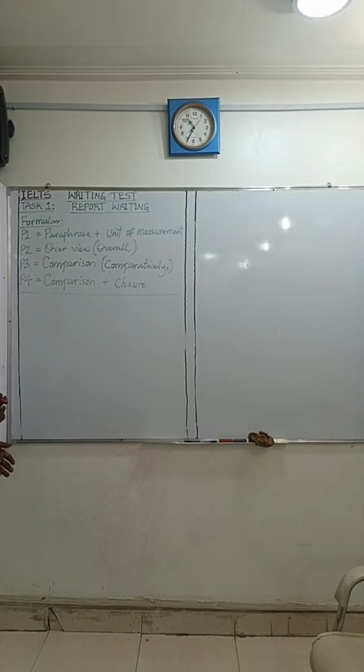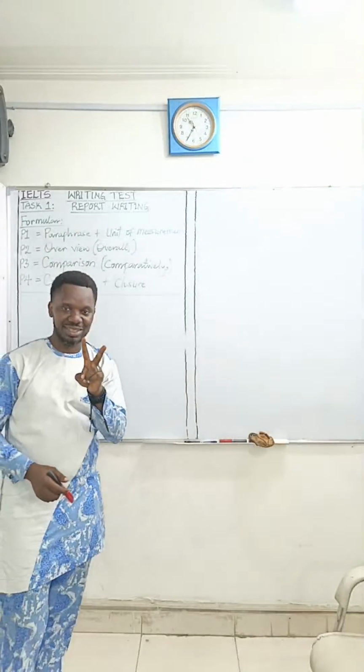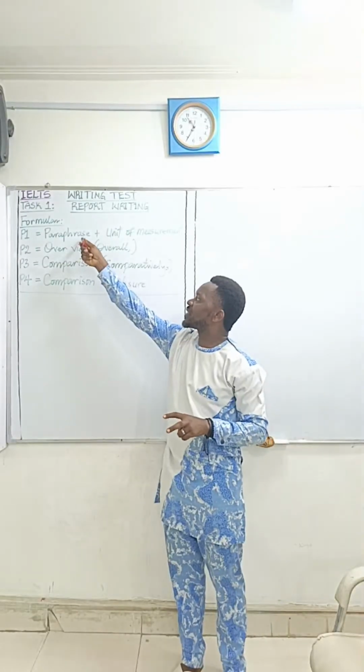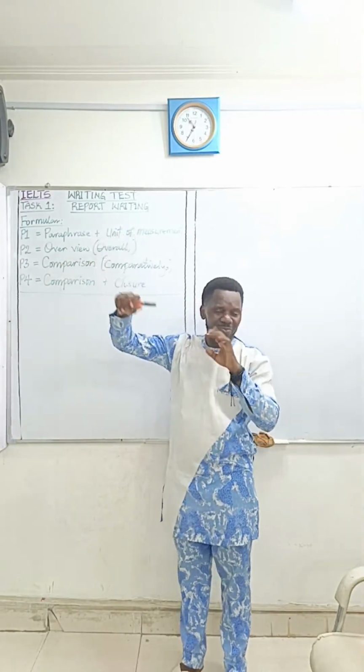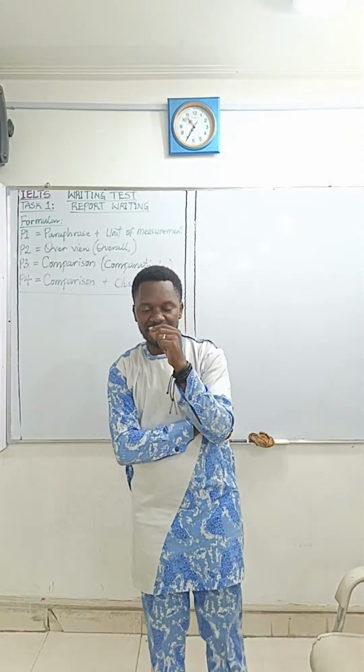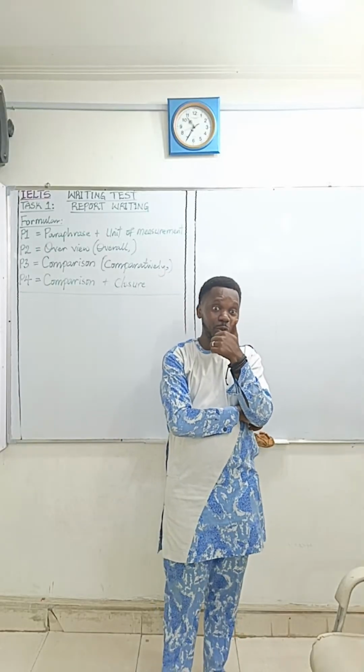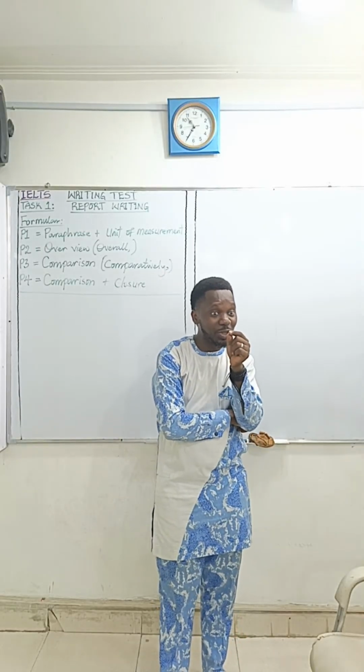Now let's look at the formula for writing a report. The formula has its basis on P1, P2, P3, and P4. So this means your report should have 4 paragraphs. The first paragraph has 2 major components. These include paraphrase and unit of measurement. You already know what paraphrasing means: the practice of restating the question given to you in ways that you retain the same meaning but using synonyms.